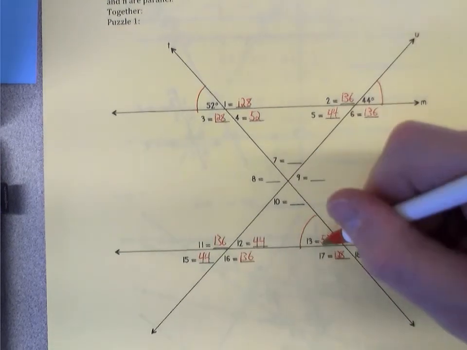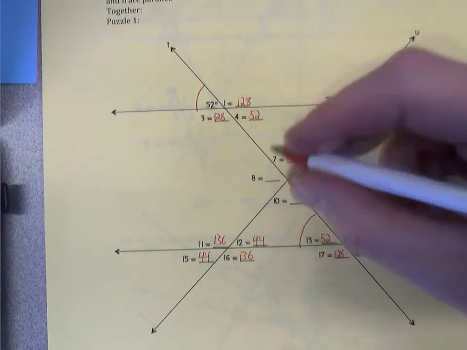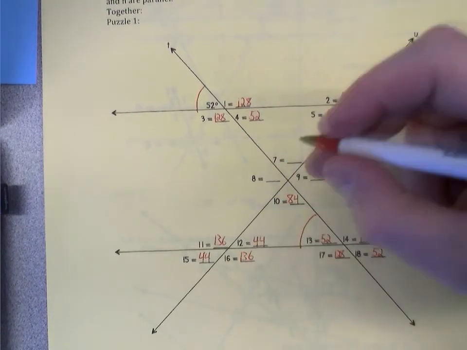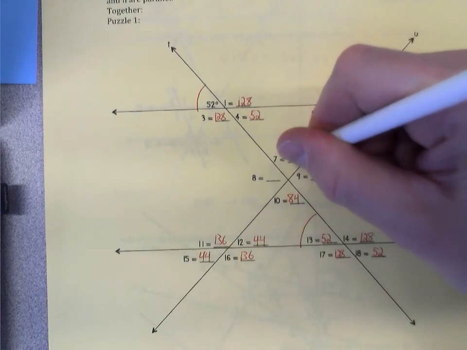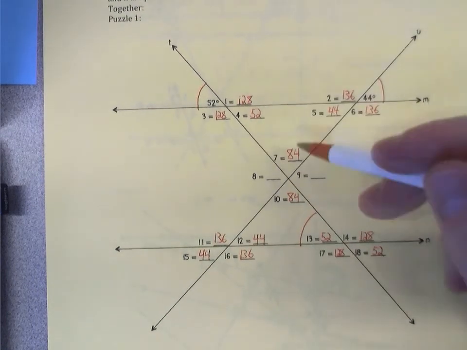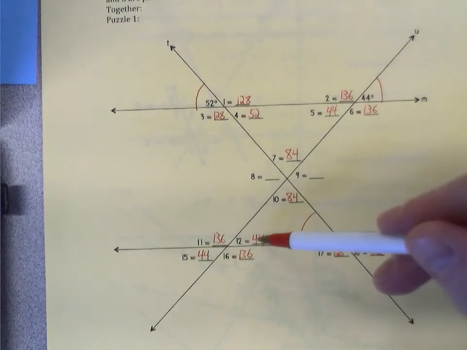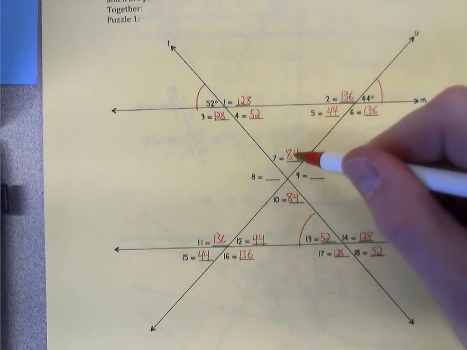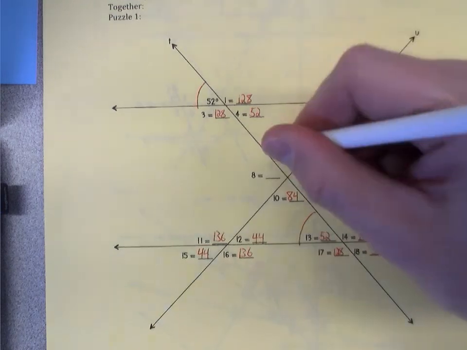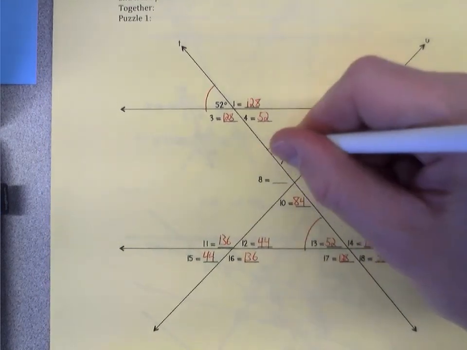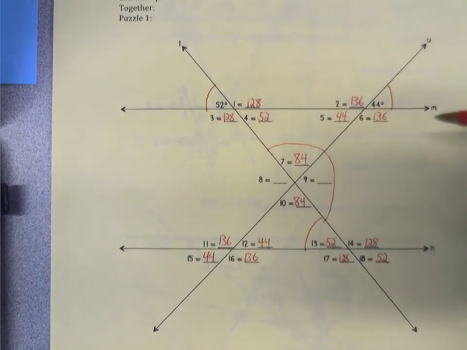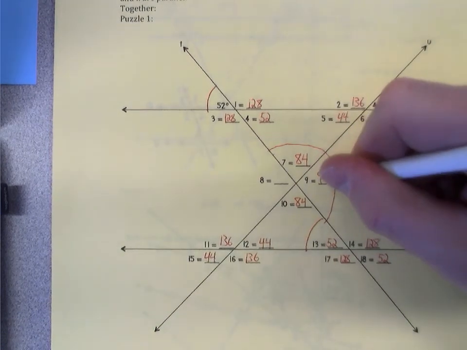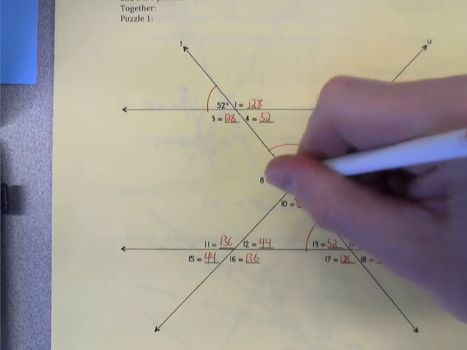So if we take 52 plus 44, and subtract that from 180, we get 84 degrees. Across from it, this is also 84 degrees. And again, we know that because we got 52, 44, just like we do down here. Now, if this is 84, again, we know that from here to here, that must equal 180 degrees. So we take 84 from 180, we know that this is 96, and also this is 96.